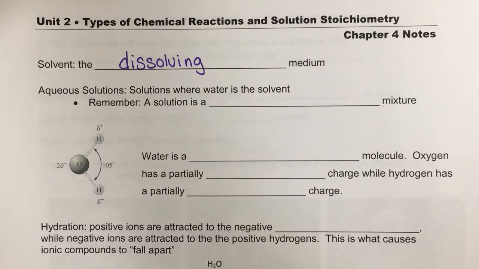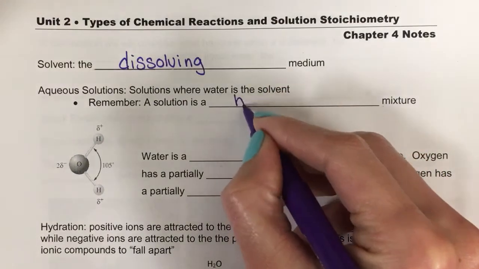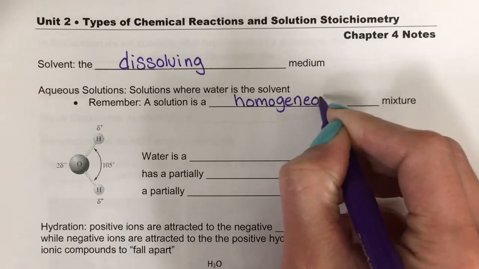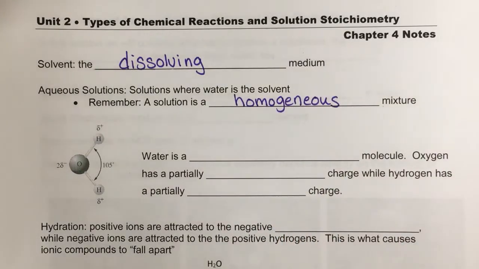Now it's important to remember that whenever I use the word solution, a solution is a homogeneous mixture. So it looks the same from top to bottom. There are no chunks, there are no layers, and it has the same properties from top to bottom, okay?